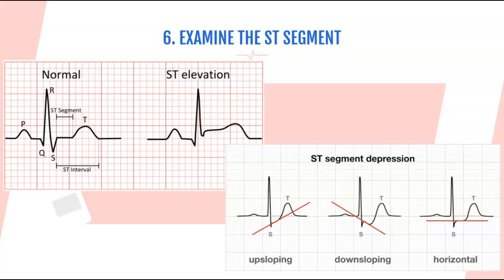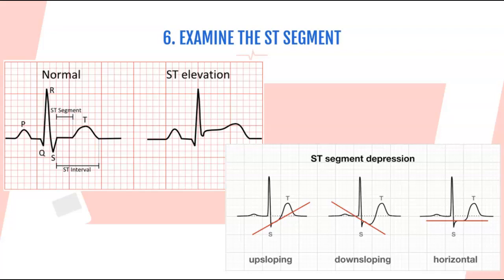Step 6 is examining the ST segment. A normal ST segment begins at the isoelectric line. ST elevation or depression is significant if displacement is 1 millimeter, or one small box, above or below the line and seen in 2 leads. ST elevation can indicate problems like MI, pericarditis, and hyperkalemia. ST depression is associated with hypokalemia, MI, or ventricular hypertrophy.